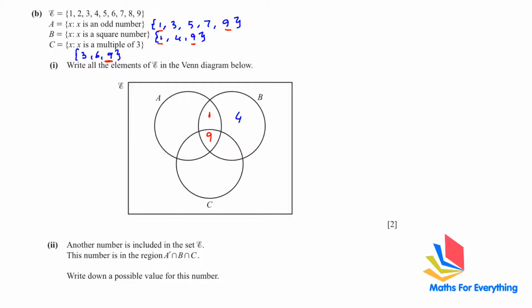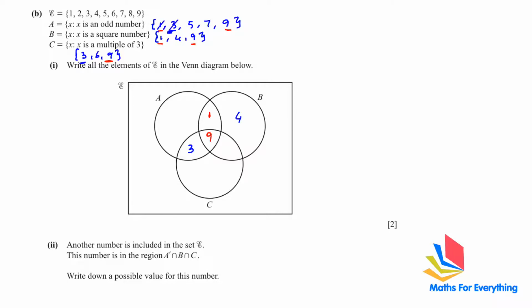Now let's look at B and C. There's nothing common except the 9 which we have already written. So let's look at A and C. We can see that 3 is common. So that will come here.